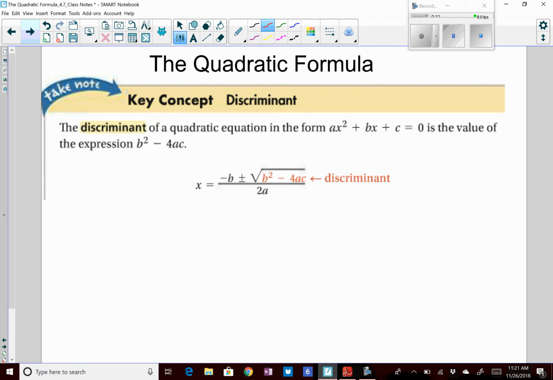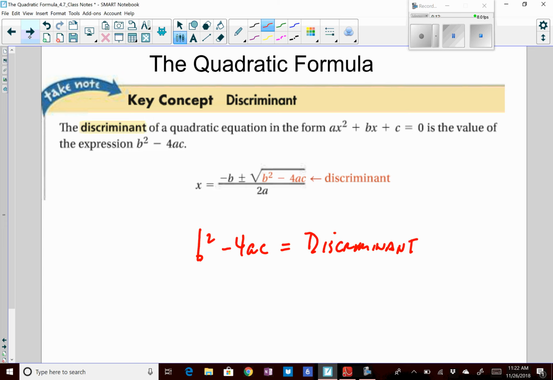All right, the next thing we want to take a look at is something called the discriminant. Now, the discriminant is only that expression underneath the radical. So the radical has nothing to do with this. In other words, b squared minus 4ac is the discriminant. So this calculation would help us determine how many real solutions we have in the equation.